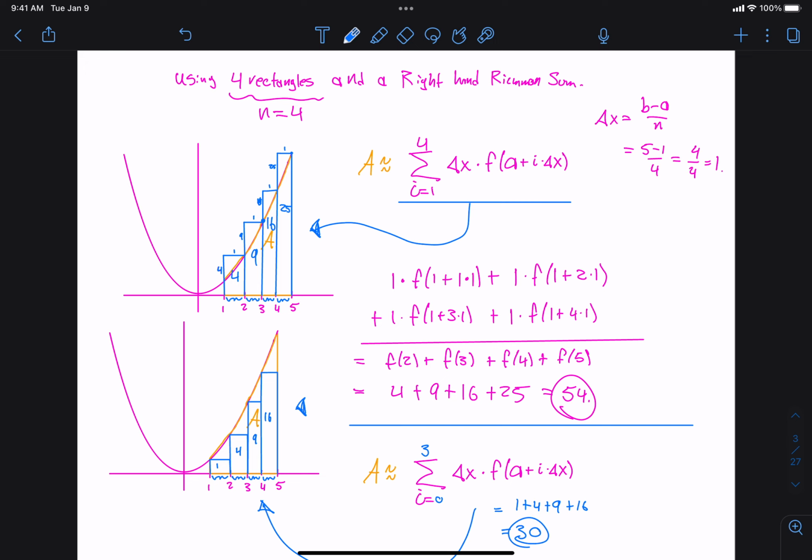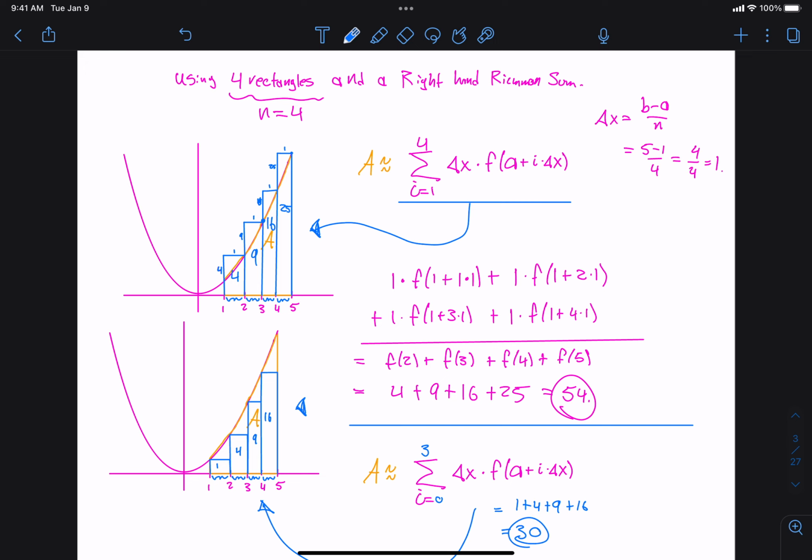Question: would you ever ask us to use both to get a closer approximation? Exactly. So one thing you could do is take the left-hand sum and the right-hand sum and say, well, 30 is an underestimate and 54 is an overestimate, so the actual area is somewhere in between. But for different functions, it's not always true that the left-hand sum will be an underestimate and the right-hand sum will be an overestimate. Sometimes it'll be reversed, and sometimes you won't be able to tell. It just depends on the function that you have.